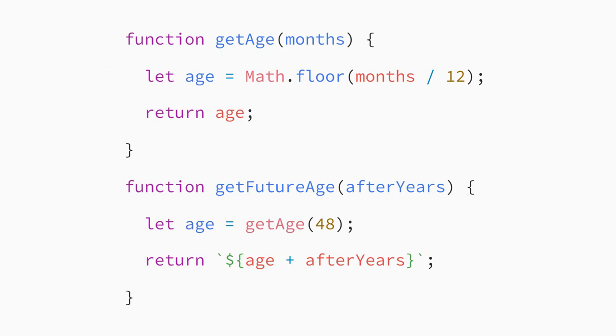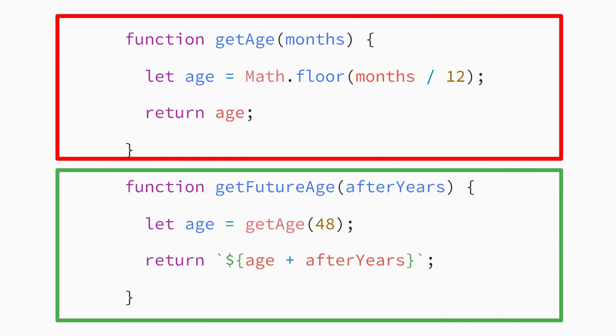Fortunately, JavaScript provides separate scopes for each function. That is, each function has its own self-contained space. And the variables created within that self-contained space don't interact with the variables created in another space or another function. Let's look at an example.